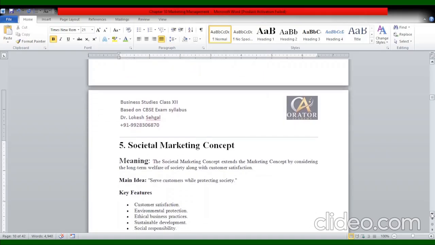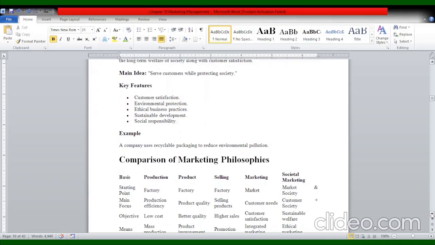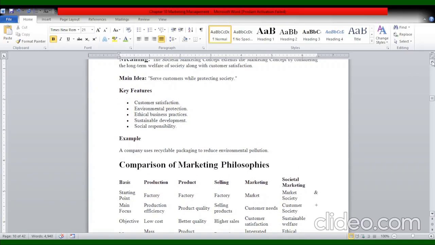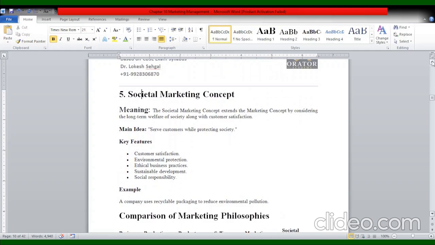At last, we are focusing on the societal marketing concept. The societal marketing concept is basically an extended version of the marketing concept. It extends the marketing concept by considering the long-term welfare of the society along with customer satisfaction. So what does the company focus on? The company focuses on customer satisfaction by providing quality products and superior performance, along with the long-term welfare of the society.